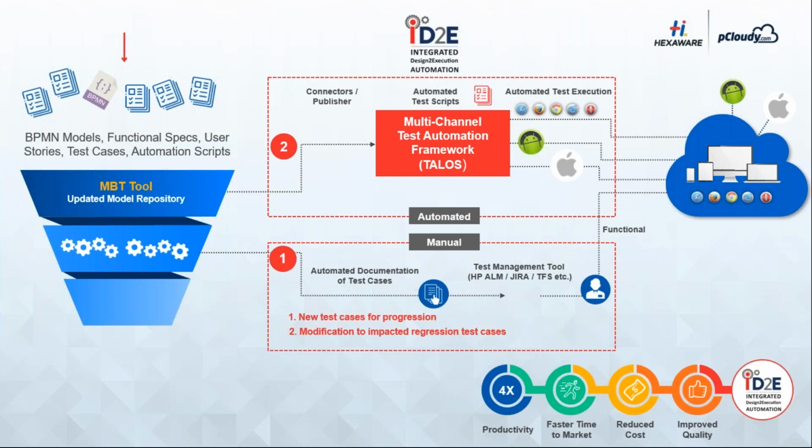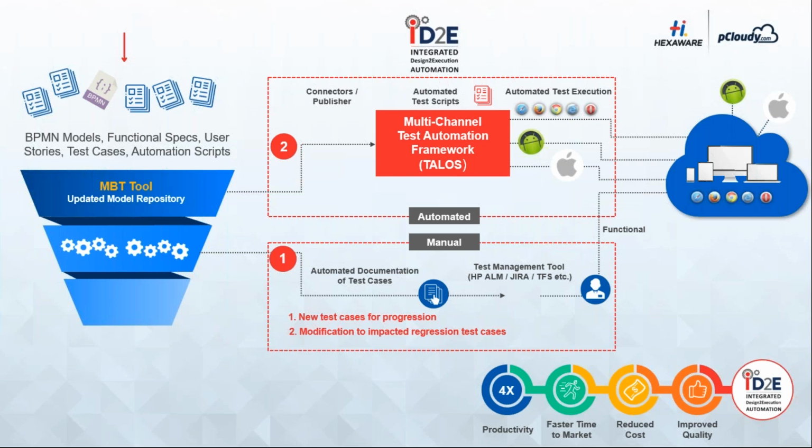Now, what we have done is we have worked with our partner, in this case Conformit, who provides us the primary platform for model-based testing, and we have worked with them to build what is called a connector or a publisher, by virtue of which we can not only generate the manual test cases, item number 1 that you're seeing on the screen, but also generate the corresponding automation scripts.